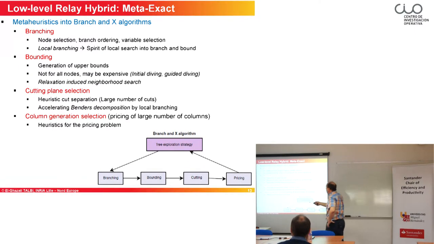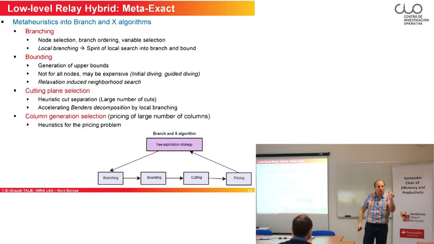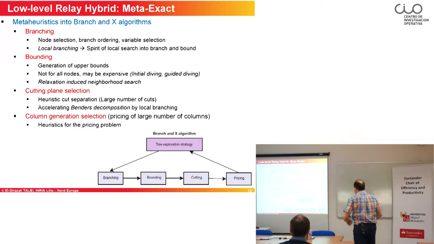Cutting plane: I'll give you some ideas. We can use local branching to do some decomposition of the problem if you have a large number of constraints. And pricing: you can use heuristics to solve the pricing problems. Remember the pricing problems: which columns you will fix and which columns you will solve. So in all branch and bound algorithms, you have to do some branching, bounding, cutting, and pricing, and metaheuristics have been used to solve all those problems.